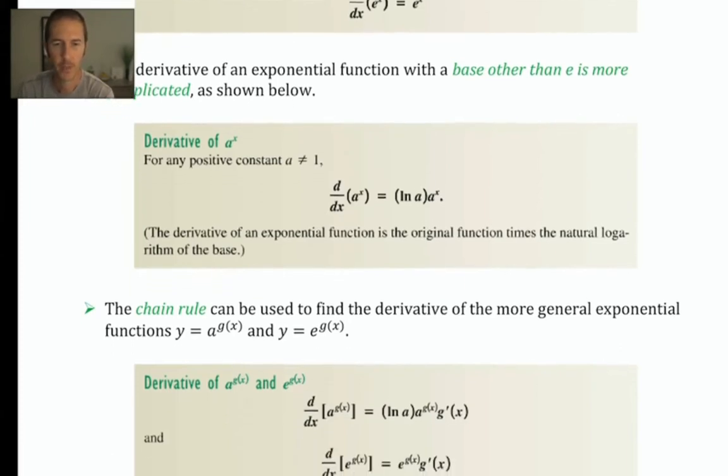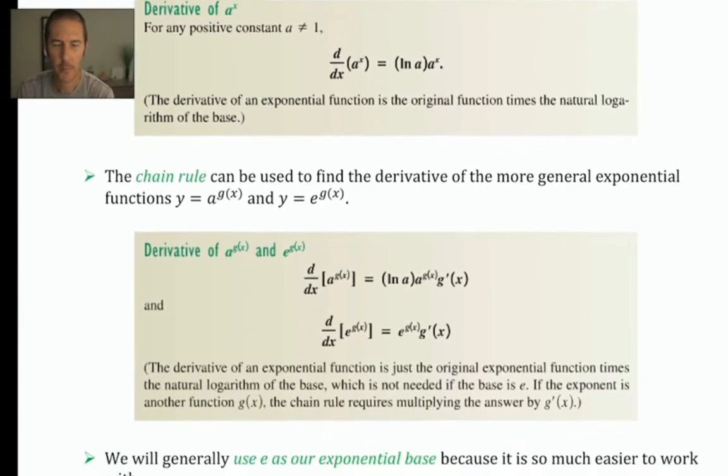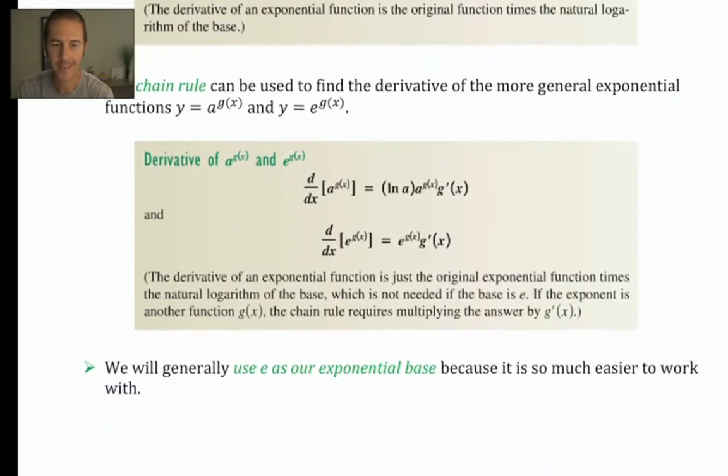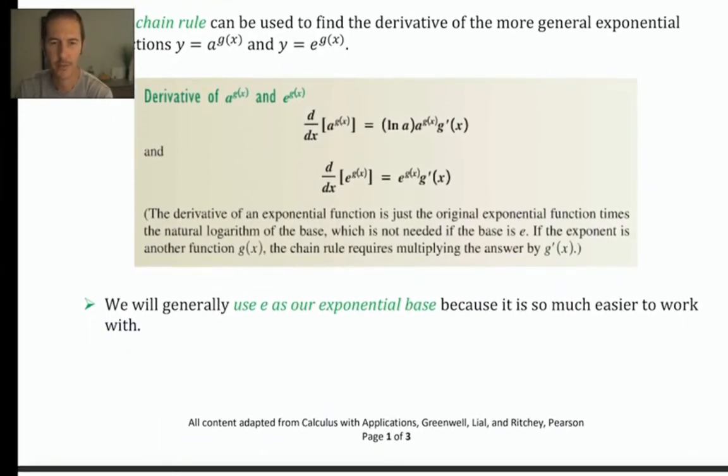Now, as that exponent gets a little bit more complicated, if it's not just a to the x, but a to some function like g of x, then we have to implement the chain rule. So that's going to require everything that we had before, the natural log of a times a to the power of whatever was there before. But now we're also going to multiply by the derivative of the exponent.